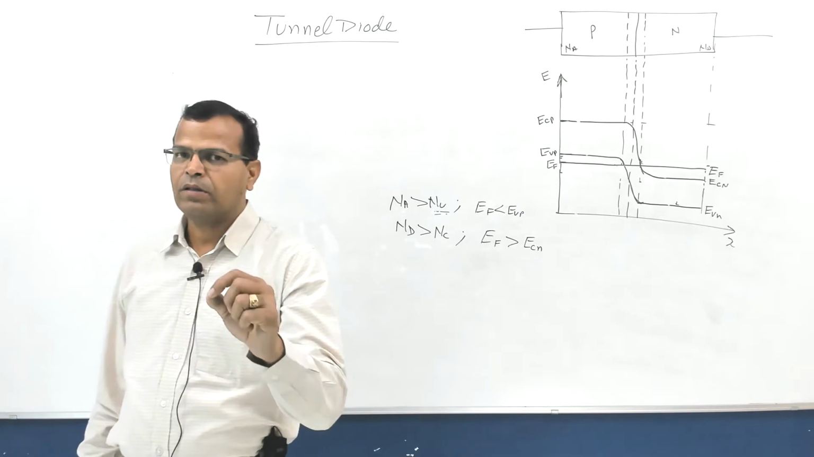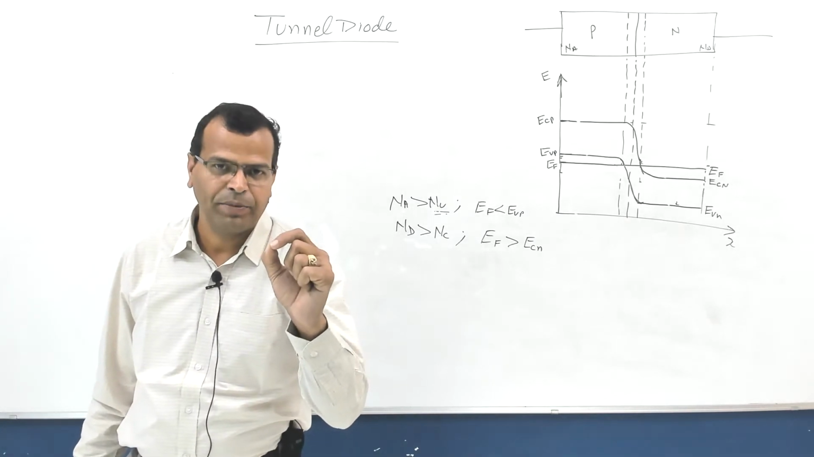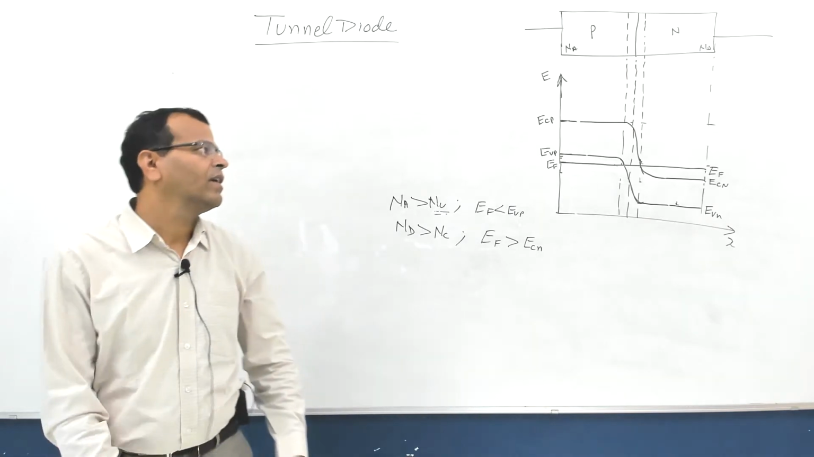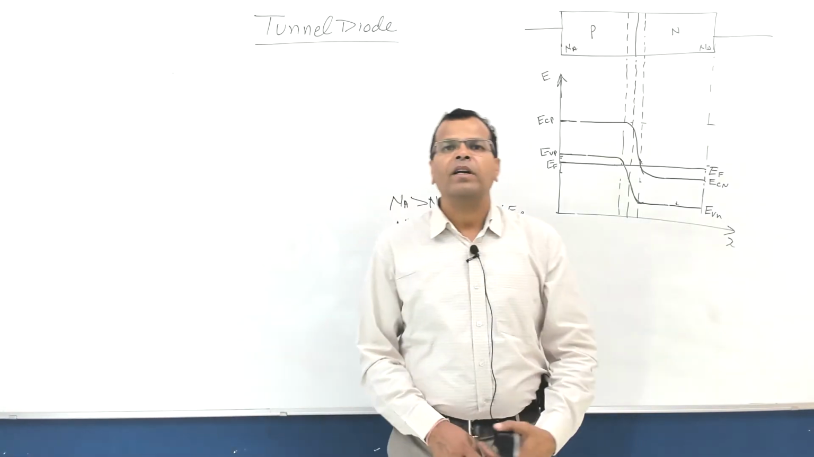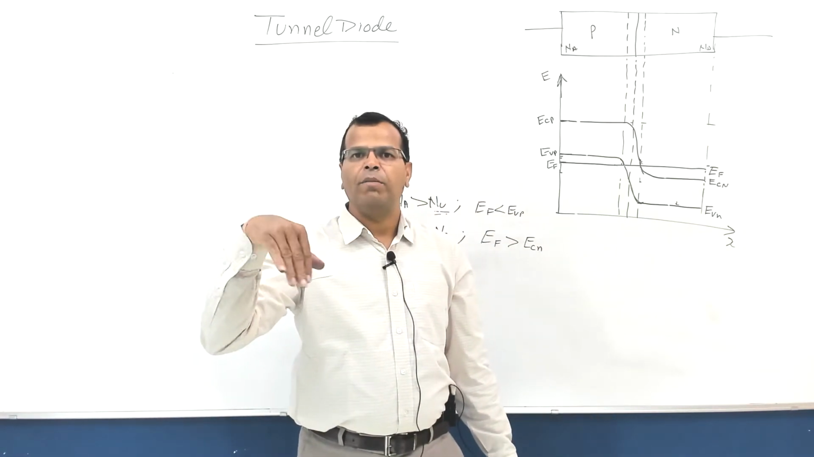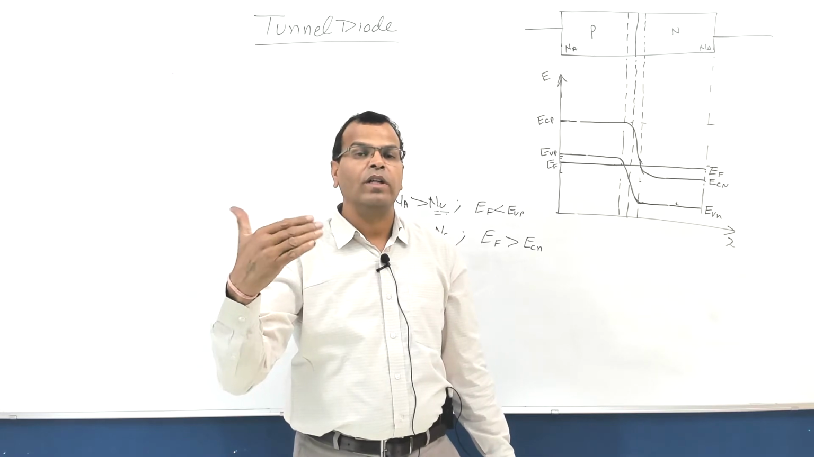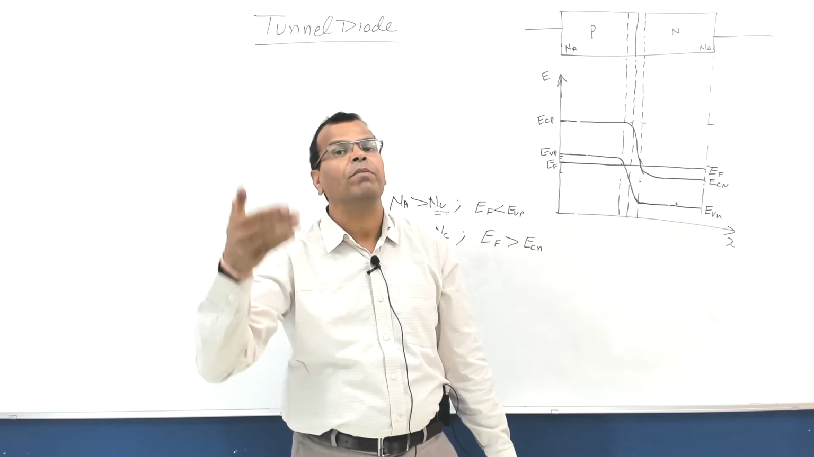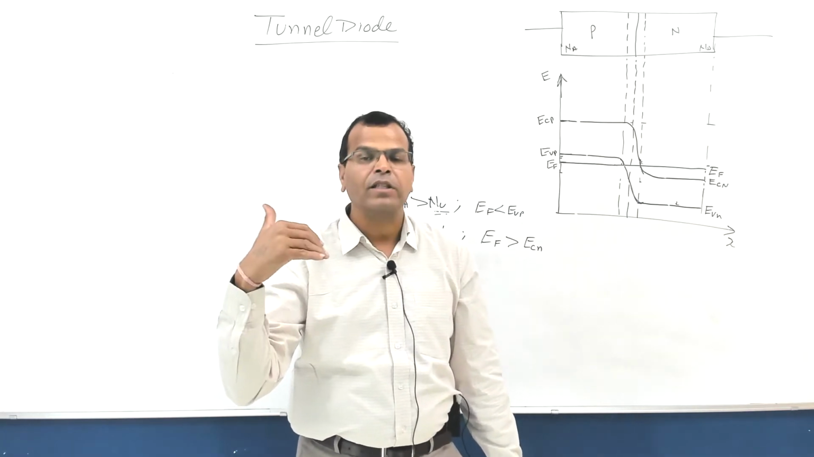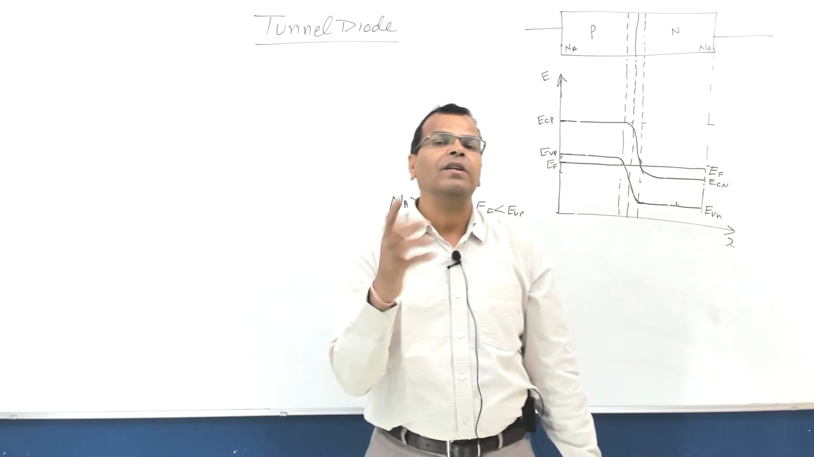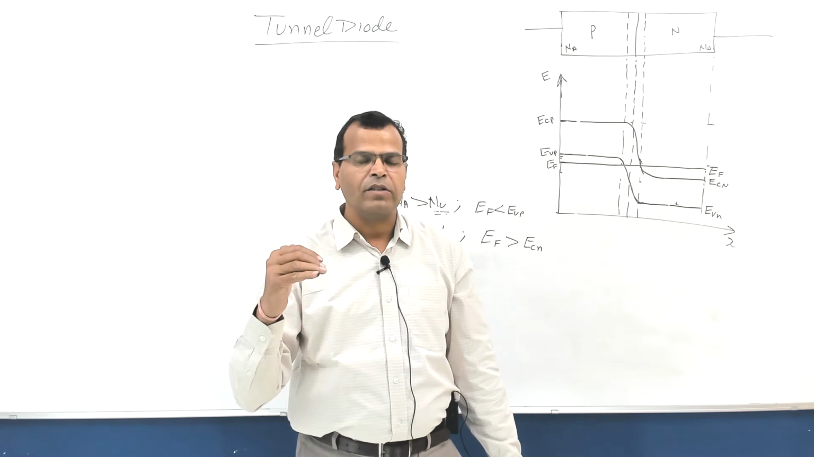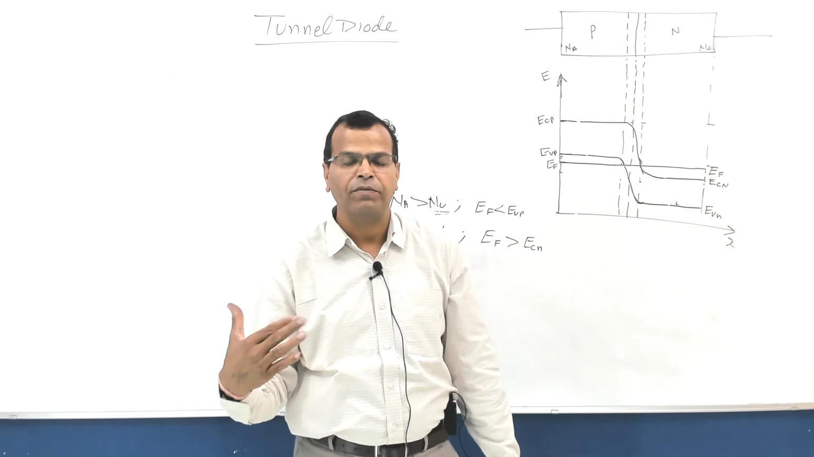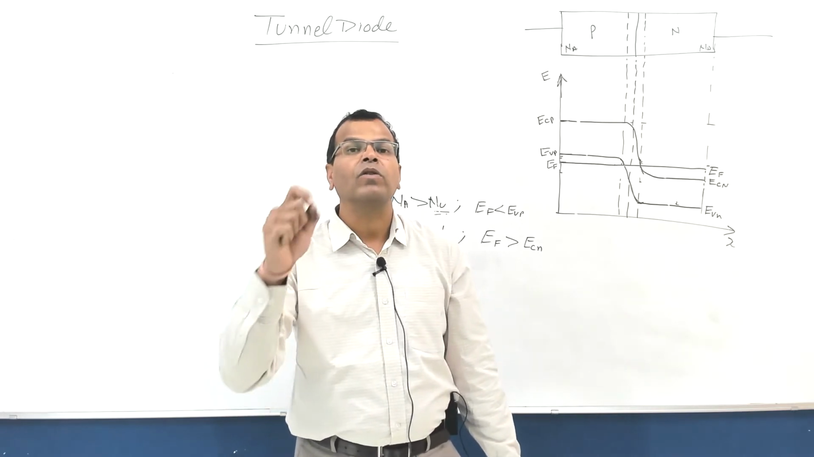Such types of semiconductors are called degenerate semiconductors. These are the semiconductors where there is no empty energy state below the Fermi level. All the energy states below the Fermi level are occupied, and all the energy states above the Fermi level are empty. That state of semiconductor is called a degenerate state.